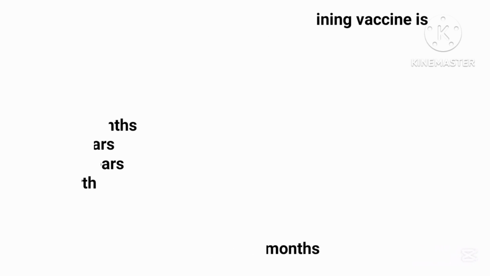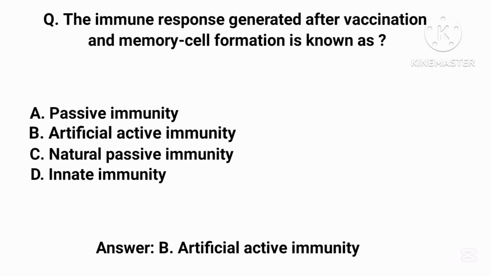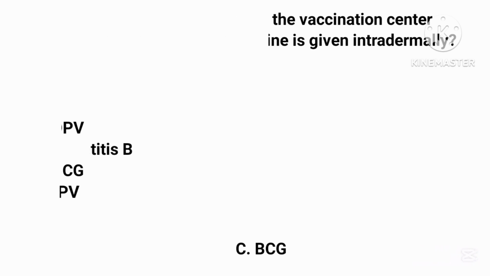18 months. The immune response generated after vaccination and memory cell formation is known as. Correct answer is option B. Artificial active immunity. A newborn baby is brought to the vaccination center immediately after birth, which vaccine is given intradermally? Correct answer is option C, BCG.